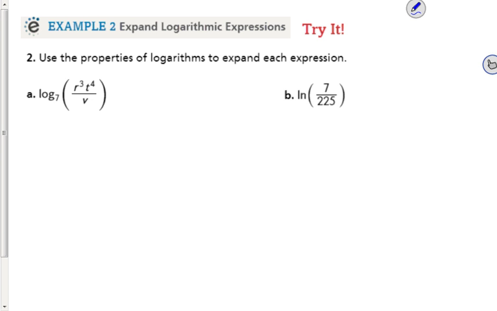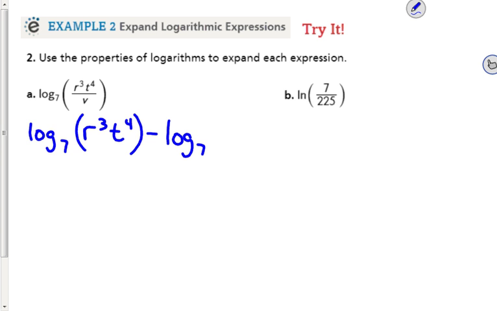Now the first one that we should apply would be the quotient property. And the quotient property is going to allow us to take that original logarithm and rewrite it as the log base 7 of the numerator, r to the third, t to the fourth, minus log base 7 of the denominator. This is the quotient property.